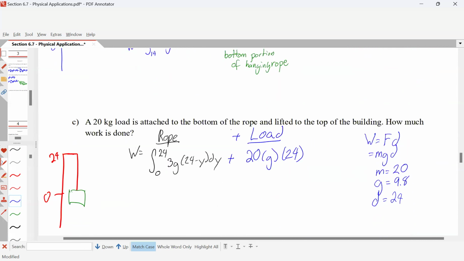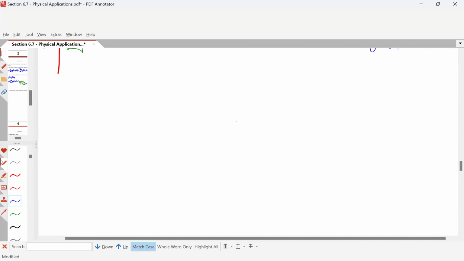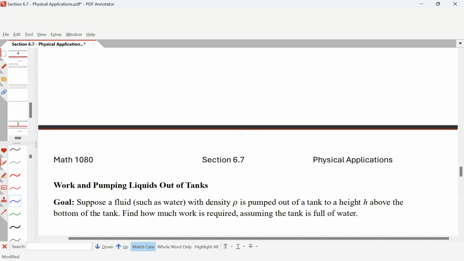In the next video, we'll look at work done pumping liquids out of tanks, and it is a very similar integral for the lifting. But we will take a look at that in the next video.